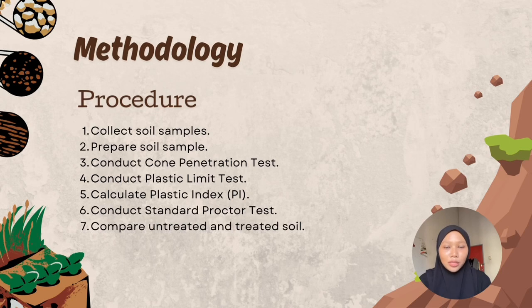Next, we carry out the standard Proctor test to determine the optimum moisture content and the maximum dry density of the soil. This helps identify the best moisture level for soil compaction. Lastly, we compared the results between the untreated soil and the soil mixed with cement waste to evaluate whether the cement waste improved the engineering properties of the soil.